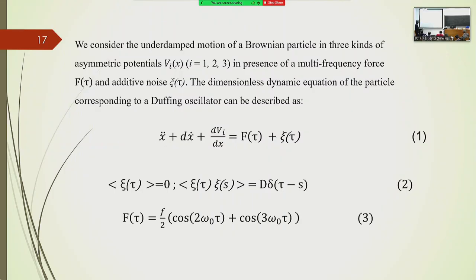Here we have our model. We consider an underdamped motion of a Brownian particle in three kinds of asymmetric potential in presence of multi-frequency force and additive noise. The dimensionless dynamic equation of the particle corresponding to a drifting oscillator can be described as expression 1. In this expression, F of tau is the multi-frequency force, which is a biharmonic force composed of the frequencies omega 0 and 2 omega 0. The additive noise is white Gaussian noise with statistical property given by expression 2.